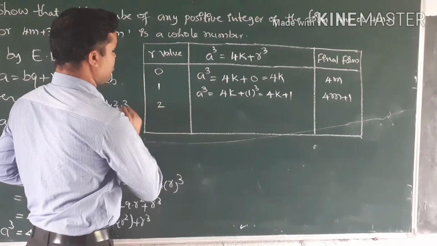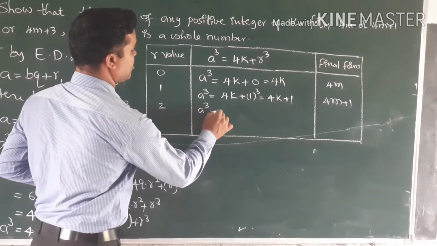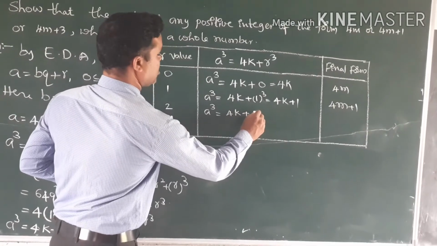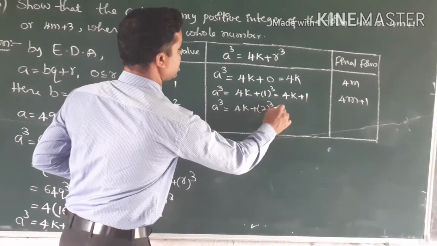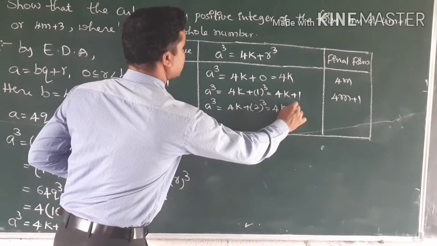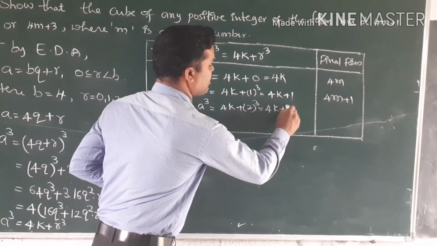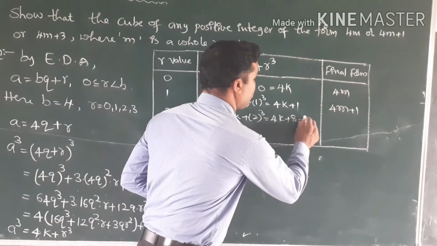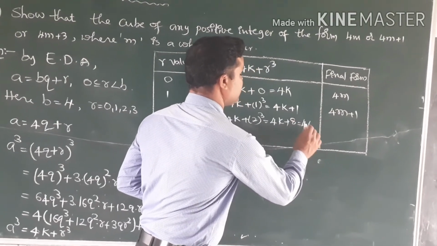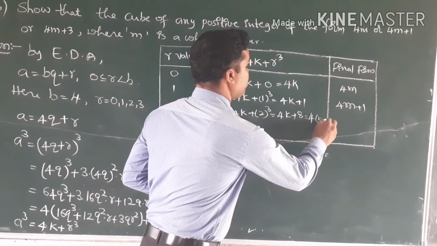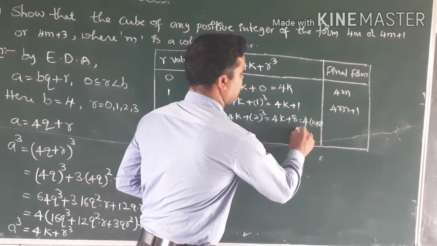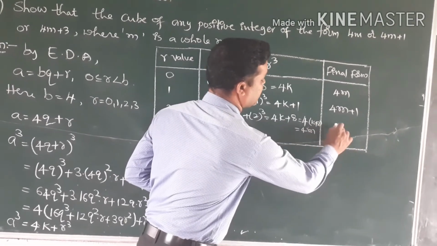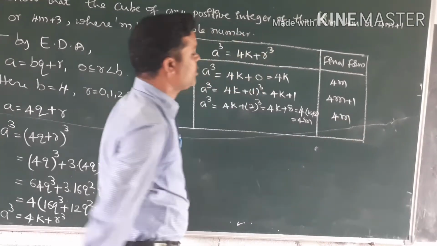Next, r is equal to 2. a cube is equal to 4k plus 2 cube, that is 4k plus 8. In these two terms, again 4 is common. Take 4 as common, then this can be written as 4 into k plus 2, that is 4 into some letter m. So the general form is again 4m.